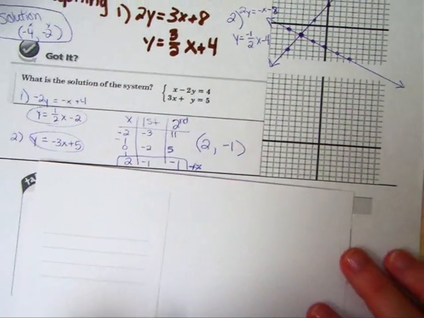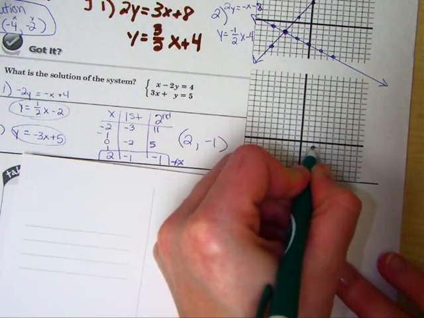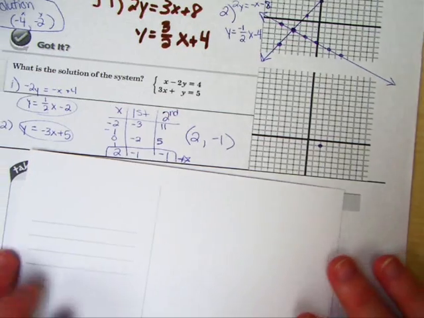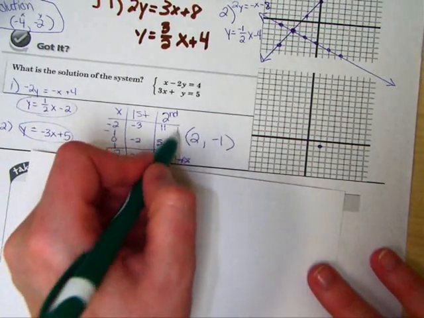You don't need to graph them, but if you did, you would see that they meet right here at 2, negative 1. If you choose to use a table and get an answer, you do not need to do the graph.